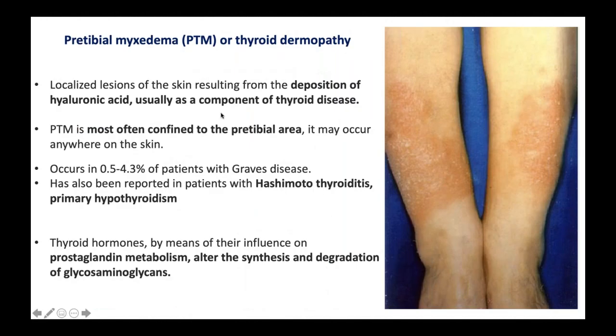So next we come to pre-tibial myxedema, also known as thyroid dermopathy. This refers to localized lesions of the skin resulting from the deposition of hyaluronic acid, usually as a component of thyroid disease. This is often confined to the pre-tibial area, although it may occur anywhere on the skin. It occurs in almost up to 5% of patients with Graves disease, but has also been reported with Hashimoto thyroiditis or primary hypothyroidism. So the basic mechanism is that thyroid hormones tend to influence prostaglandin metabolism and alter the synthesis and degradation of glycosaminoglycans.